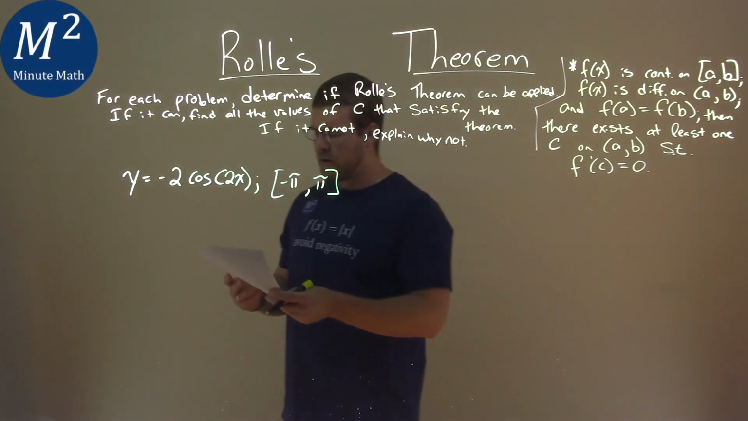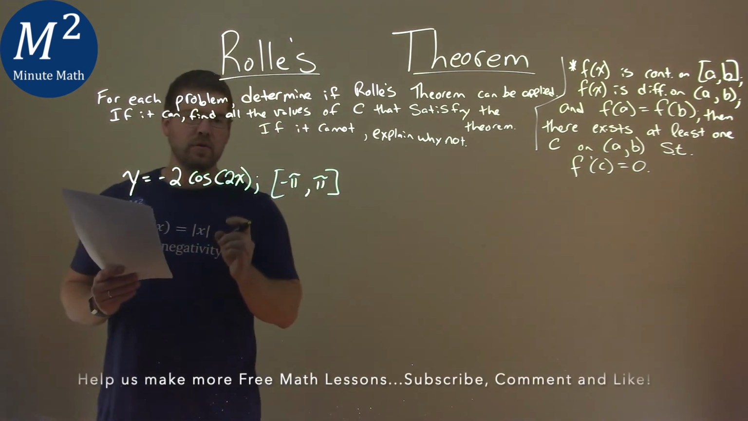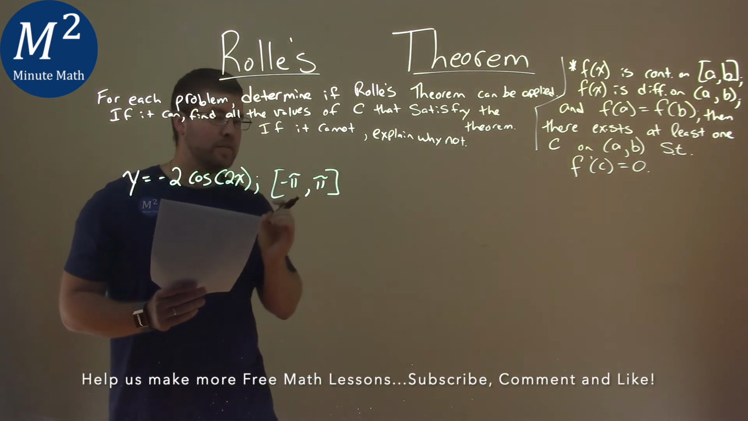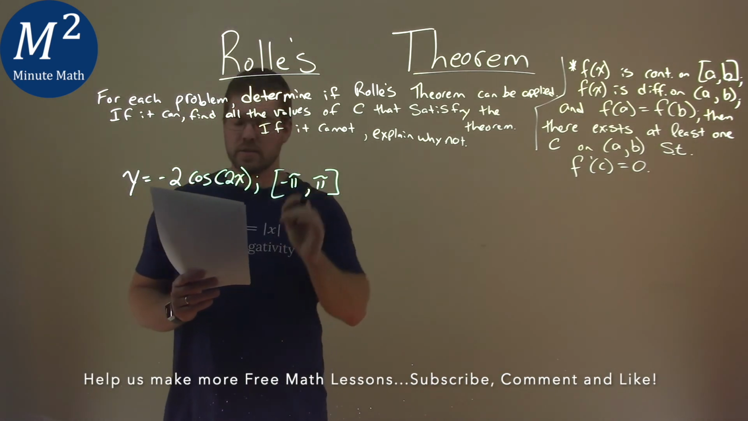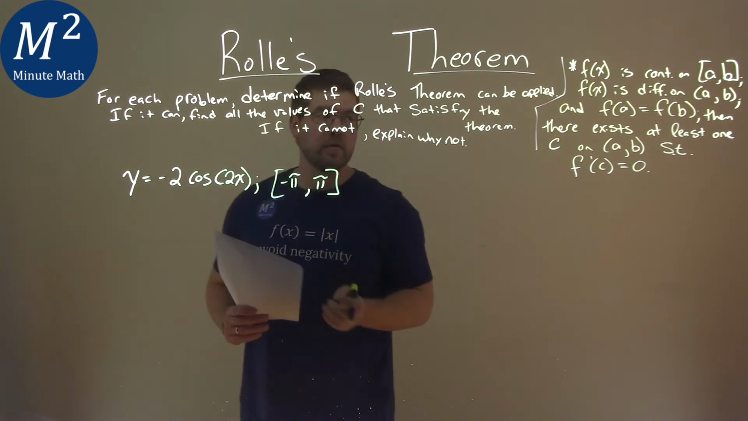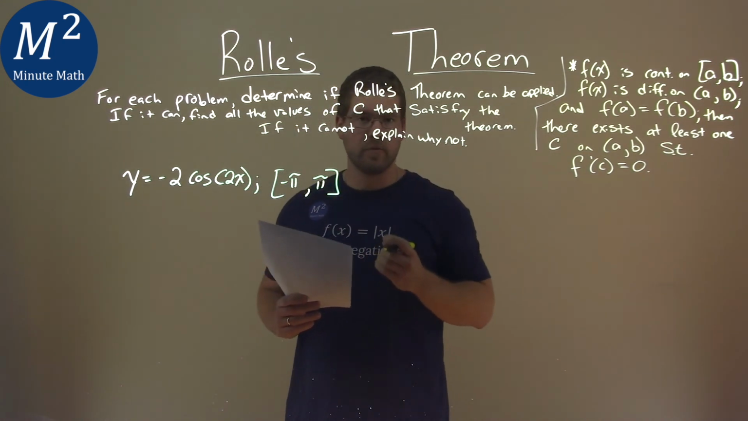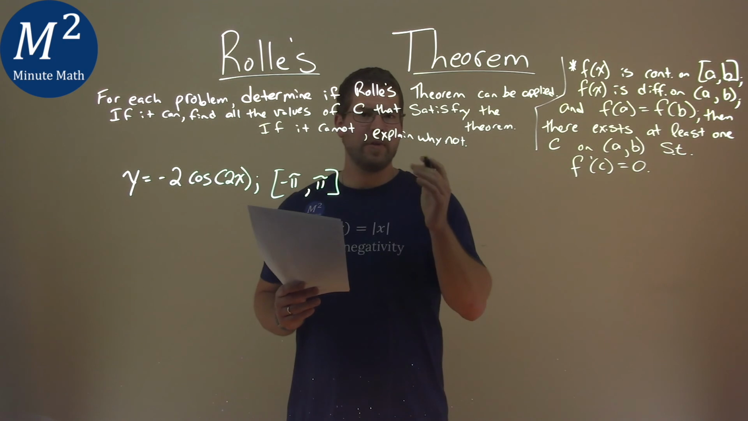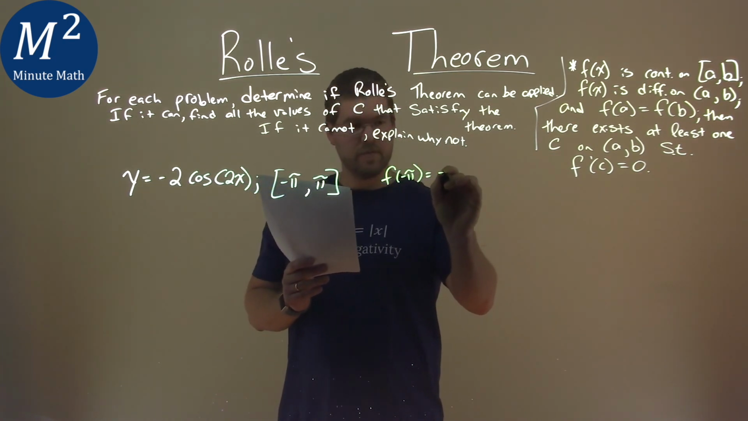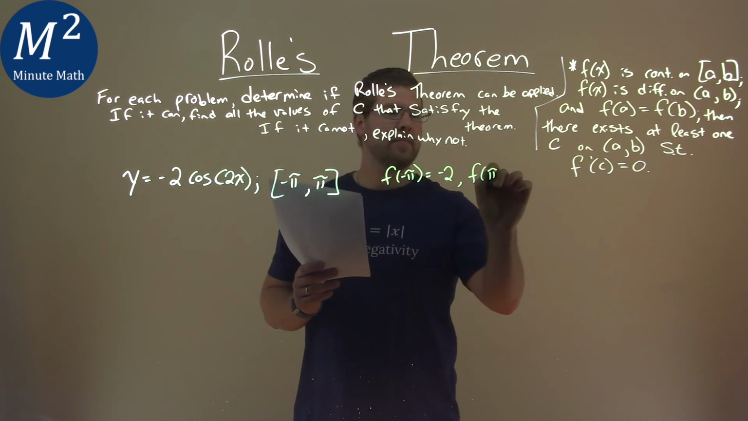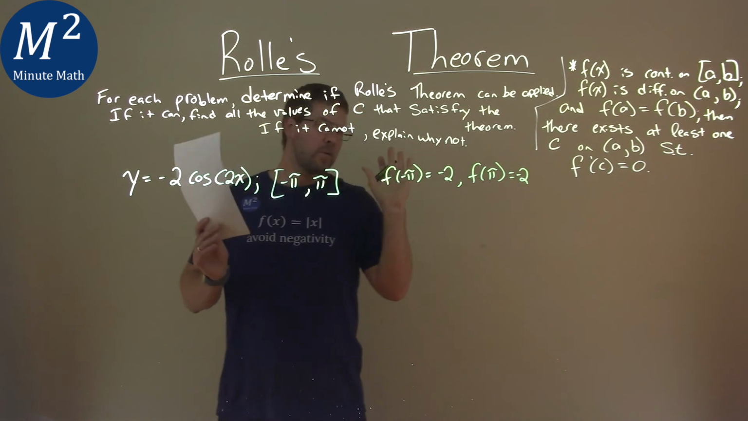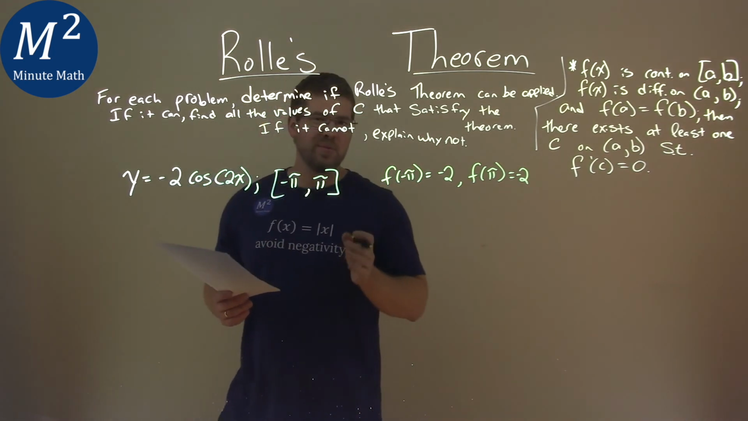We're given this problem right here, y equals negative 2 cosine of 2x, and we want to find the values of c that satisfy this theorem on our interval from negative pi to positive pi. Well, luckily for us, our function is continuous on our interval as well as differentiable on our interval. And I found our f of a and f of b. F of negative pi is equal to negative 2, and f of pi is also equal to negative 2. So we satisfy all of our rules for Rolle's theorem, and so let's go find it.